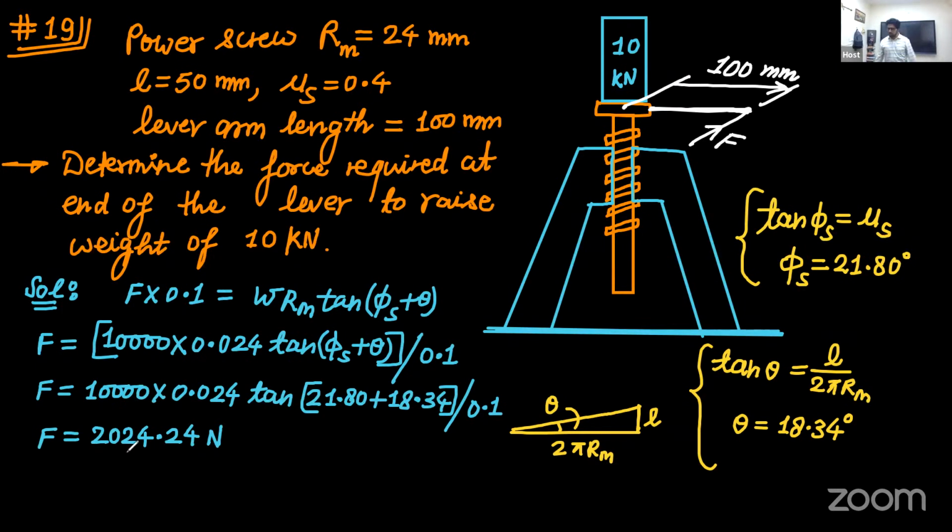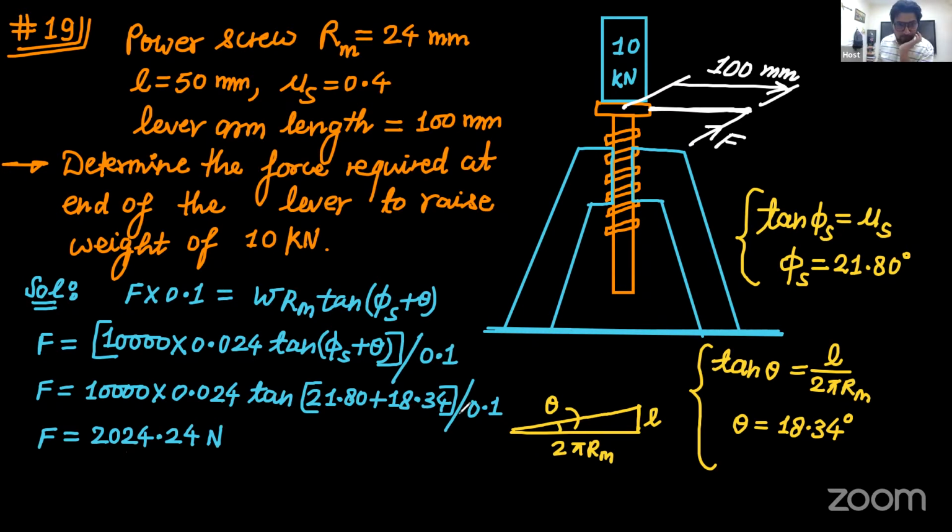Now, notice why this is called a power screw. Because you are raising a weight of 10 kilonewton, 10,000 newtons, and you need to apply a force of only 2,000 newtons. The output is 10 kilonewton, and the input is only 2,000 newton. With a proper design, this can be even further reduced, my dear friends.